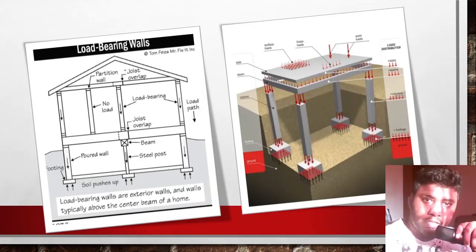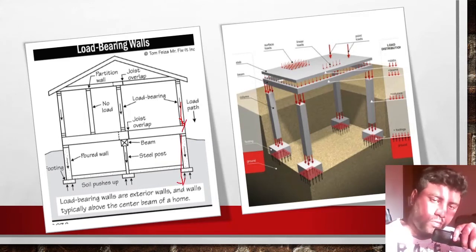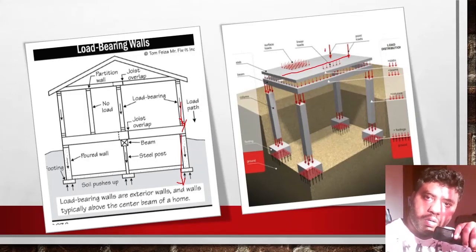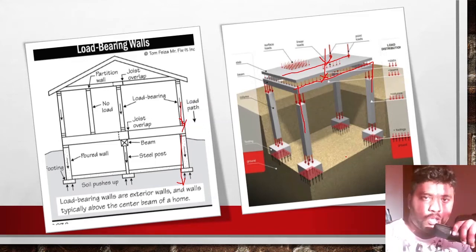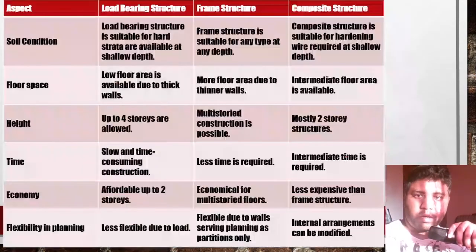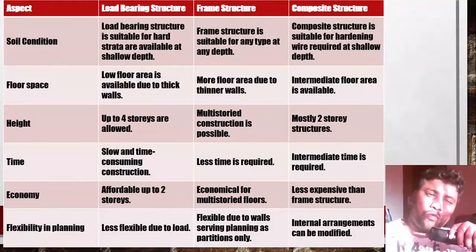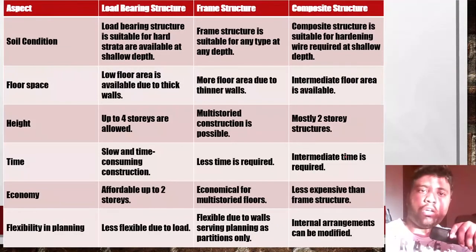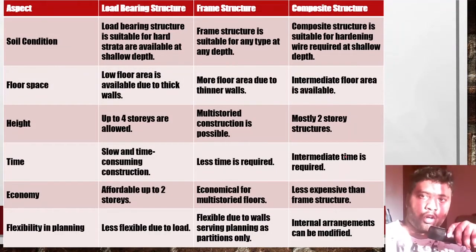See this load bearing structure. We have roofs. The load from the roofs is directly transferred to the wall and it transfers to the foundation. But in the frame structure, what is happening? The load which is acting on the slab directly transfers to the beams, the beam transfers to the adjacent columns, and the column transfers to the soil. So this is all about load bearing walls and frame structures. Next, some differences between load bearing structure, frame structure and composite structure.